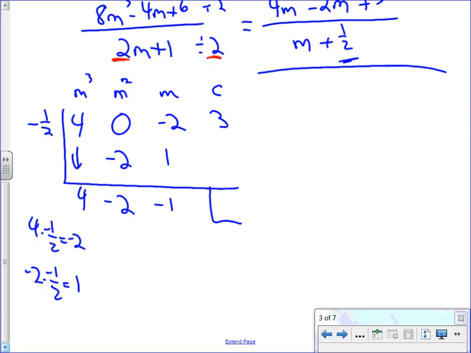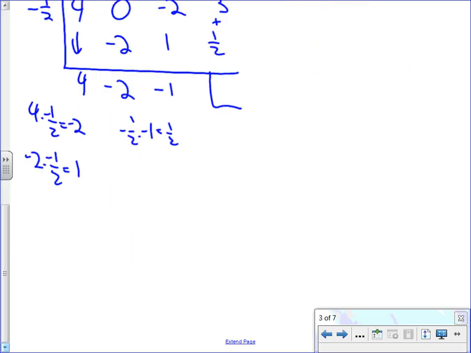-1/2 times -1 is +1/2. Okay, so I got a fraction here. Might have a little bit more trickiness here. I need to add 3 plus 1/2. You know, really, 3 plus 1/2 is not hard. It's 3 1/2.